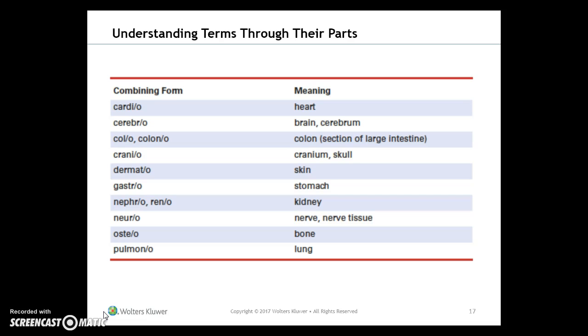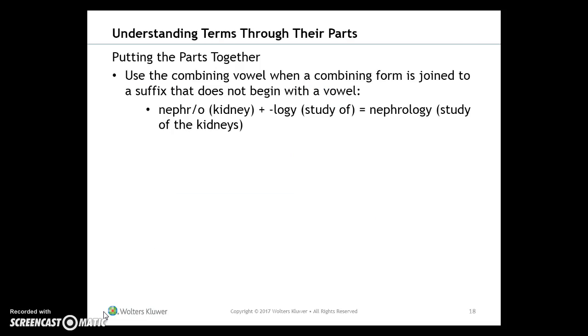So cardi is the word root, O is the combining form. Cerebr is the word root with the slash O is the combining form. So you still see that they mean heart, brain, colon, cranium, skin, stomach, kidney, nerve, bone, and lung. And all of these particular combining forms have the O vowel to combine it with another word part.